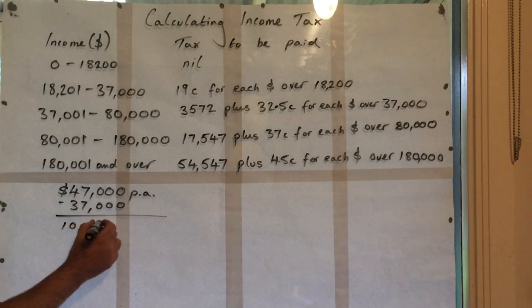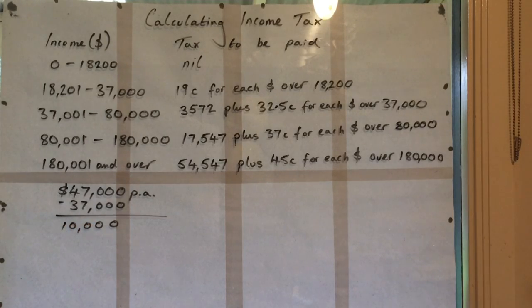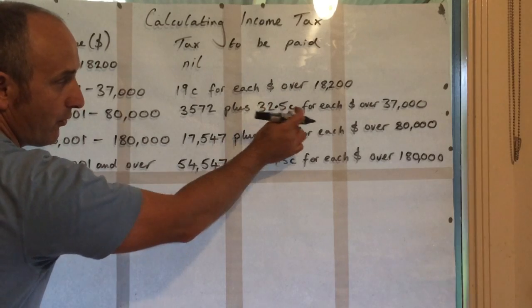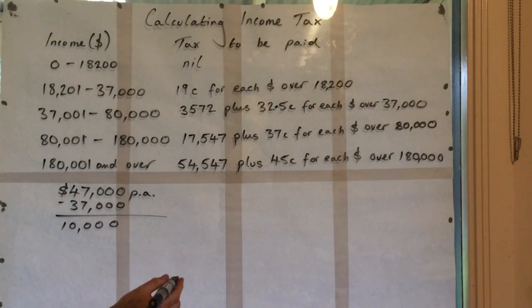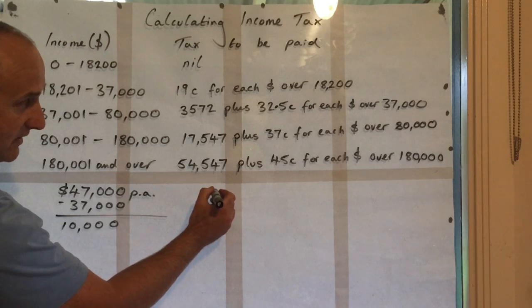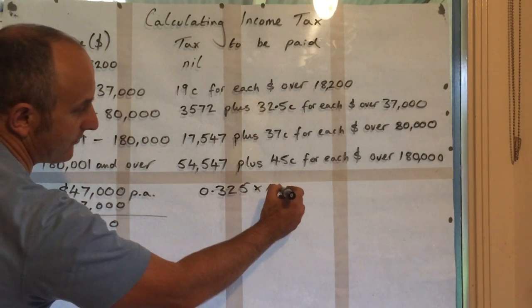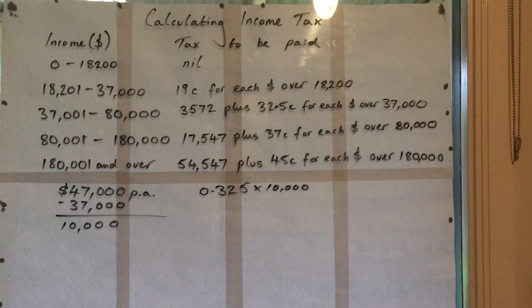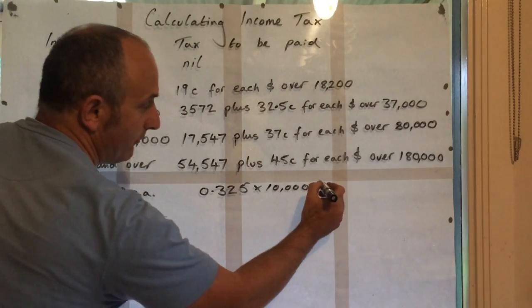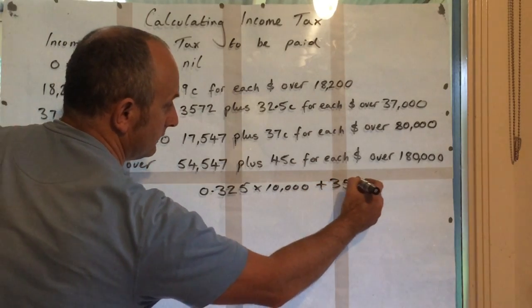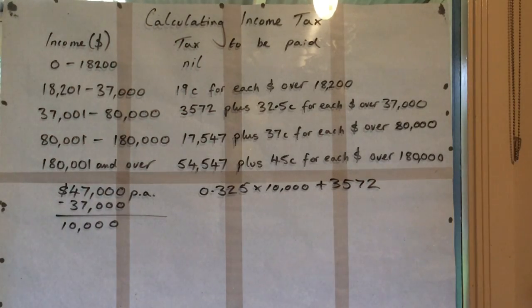So you can see how many dollars do they earn over 37,000? They earn $10,000 over $37,000. Perfect. So now they pay 32.5% on that $10,000. So we go as a decimal 0.325 times 10,000. Okay. Is that enough money? No. They also have to pay this money as well. That, and whatever that answer is, will be our final answer. That's how much tax they have to pay.